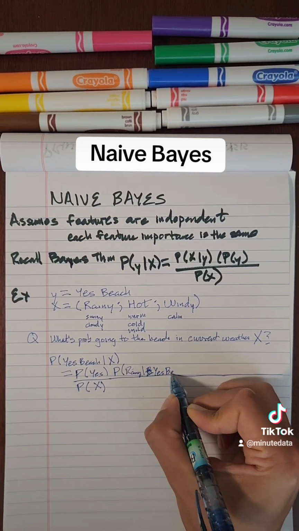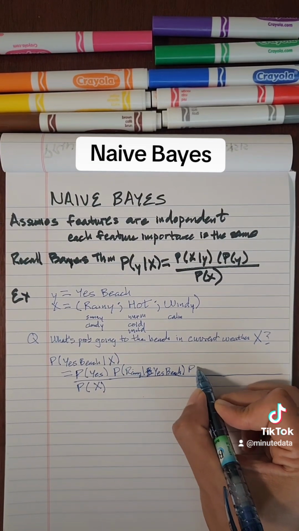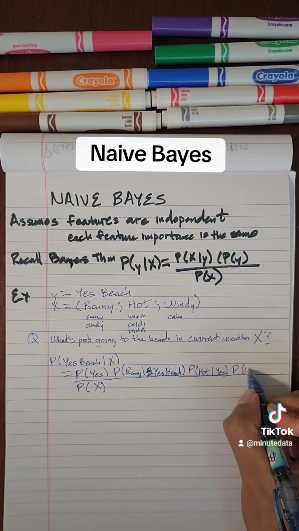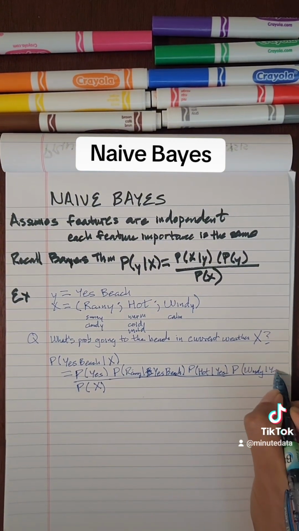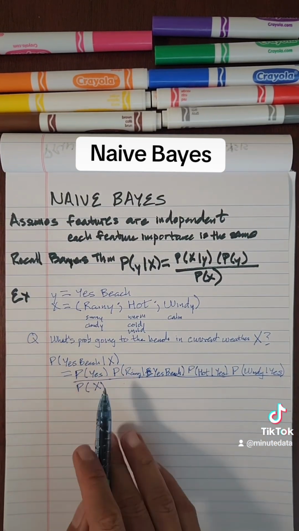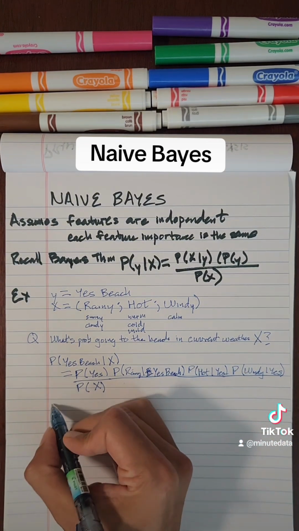Let's say yes, beach. Let's be a bit more shorthand now. Probability of hot, given yes. Probability of windy, given yes, going to the beach. So this is going to be the probability of yes, going to the beach, given our current weather.